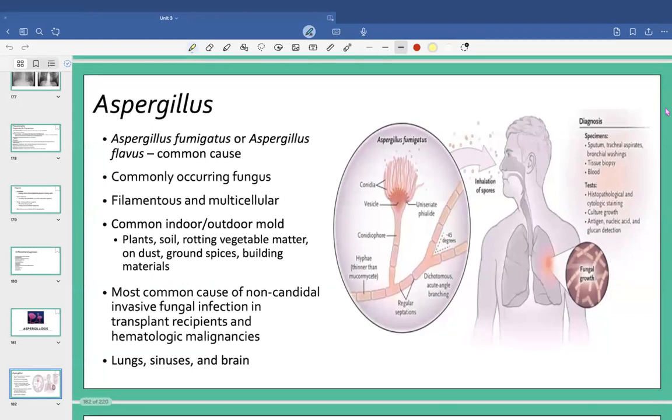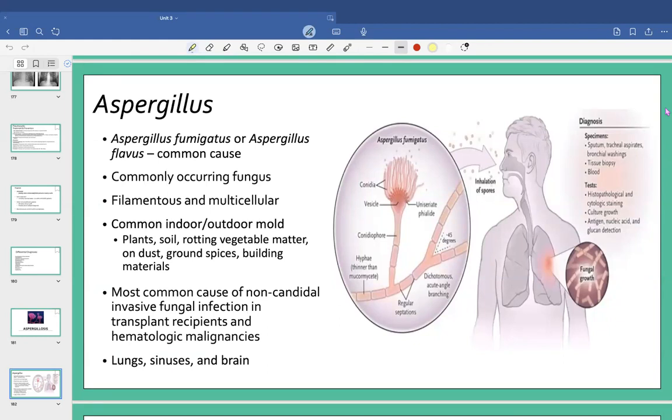And Aspergillus flavus. Most of us breathe in aspergillus spores every day and do not get sick. They are filamentous fungi. Filamentous meaning hyphae versus the rounded cell. They're filamentous and they're multicellular, so they create this dynamic network of hyphae when they're produced. It's a common indoor and outdoor mold. You can find it in plants, soil, rotting vegetable matter. It can be found on dust, in ground spices, and also in building materials.